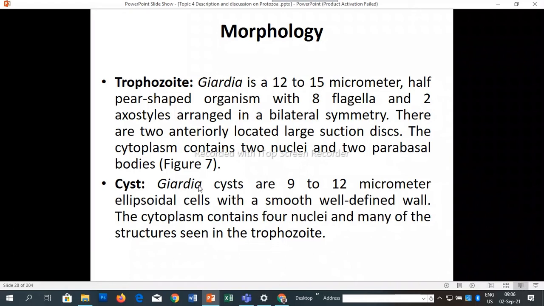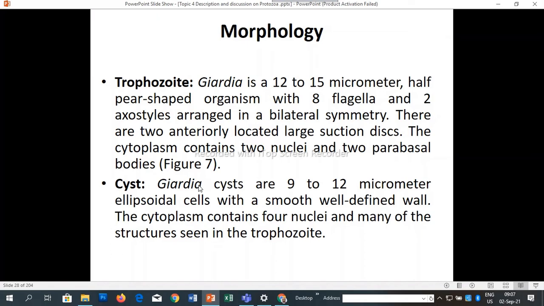similarly to Entamoeba histolytica. The trophozoite can measure around 15 micrometers, it's like two red blood cells. It's a half pear-shaped organism with 8 flagella. This one moves by flagella, and it has two axostyles arranged in bilateral symmetry. There are two anteriorly located large sucking discs. The cytoplasm contains two nuclei that, when you look at them, look like eyes, and two parabasal bodies.